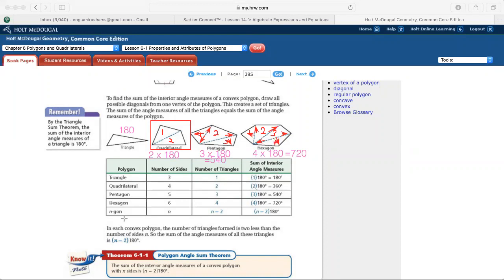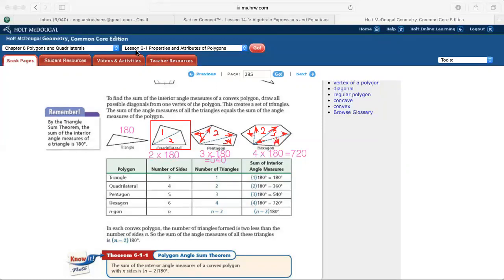Whatever the number of sides in the polygon, what am I going to do? N is the number of sides. The number of triangles is n minus 2. The sum of interior angles is n minus 2 multiplied by 180.